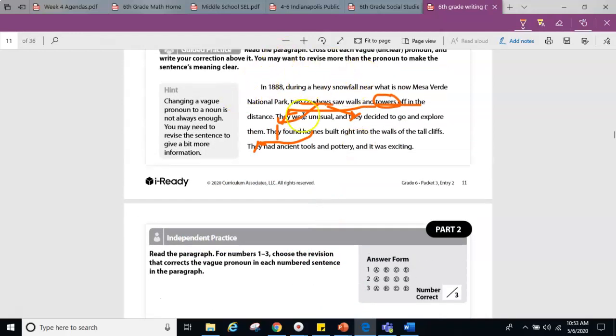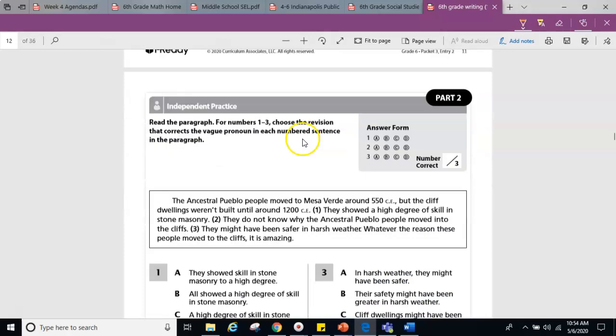So rereading it, it's going to say, in 1888, during a heavy snowfall near what is now Mesa Verde National Park, 2 cowboys saw walls and towers off in the distance. The towers were unusual, and the cowboys decided to go and explore them. The cowboys found homes built right into the walls of the tall cliffs. The homes had ancient tools and pottery, and it was exciting. Now this paragraph is clearer about which noun that pronoun is referring to.